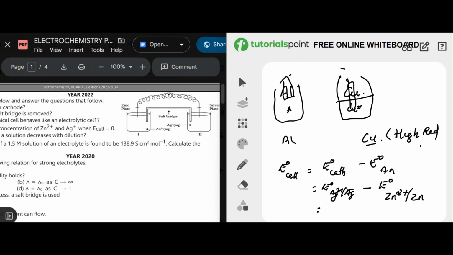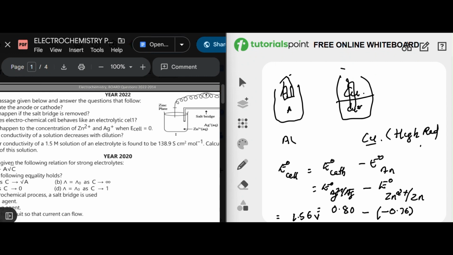The standard reduction potential value of silver is 0.8 volt. The value is not given here, I am just explaining. Without the value also we can write the answer. Now the zinc standard reduction potential value is minus 0.76 volt. So when you calculate E0 cell, which is E0 cathode minus E0 anode, minus of minus becomes plus, and you will get 1.56 volt. That is the E0 cell value for this particular cell.